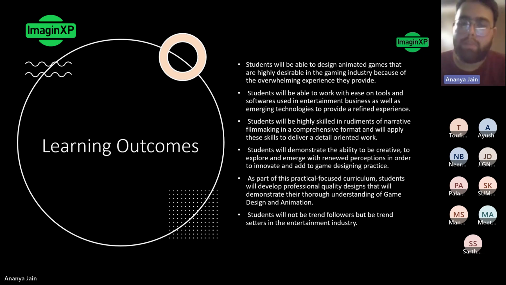Okay, let's see what the learning outcomes are, what you're gonna learn with this course. Students will be able to design animated games that are highly desirable in the gaming industry. Students will also be able to work with ease on tools and software that are in demand in this entertainment business. Students will be highly skilled in the rudiments of narrative. Storytelling and character building is one of the most important aspects in game design and animation, because as we know, RPG games, visual storytelling, these short videos, they all need a storyline. So narrative and storytelling is one of the most important functions of a game designer and animator. They really need to know how to act and how to write stories.